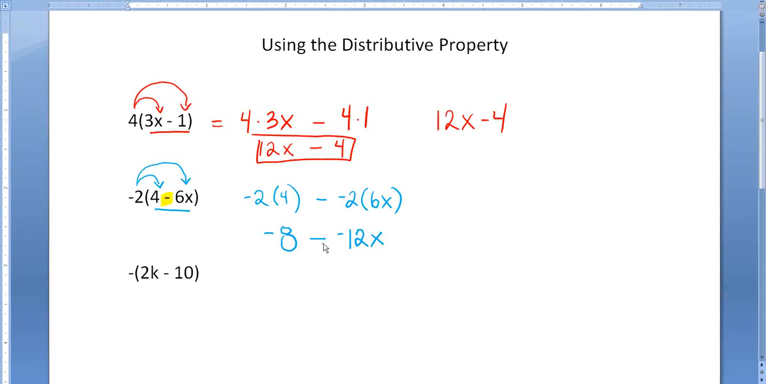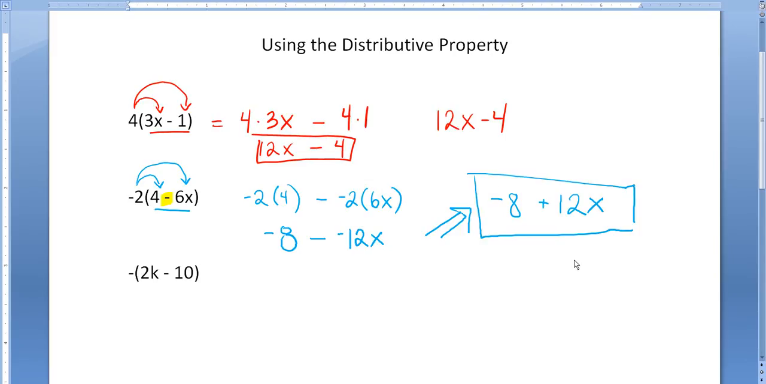Now, subtracting a negative 12x is the same as adding a 12x. So I simplified that subtract negative into an add right there. Can I combine those two? No, I cannot. They are not like terms.